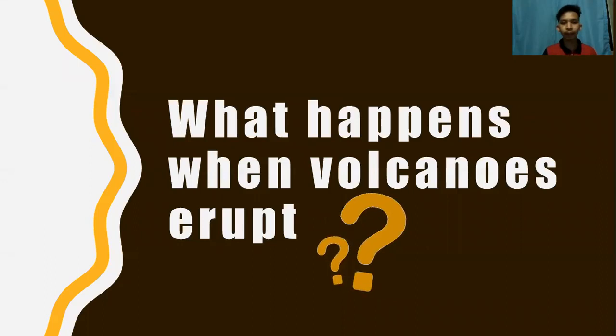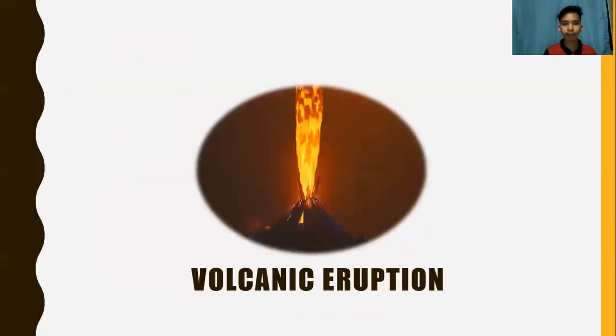The question is, what happens when volcanoes erupt? I would like you to look at the picture. This is an example of an illustration of a volcanic eruption. What can you notice in the picture? Yes, there is magma coming out from the volcano. There is also ash. During a volcanic eruption, the magma comes out from the volcano. It is being pushed by the pressure upward.